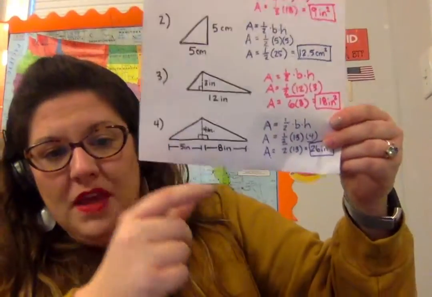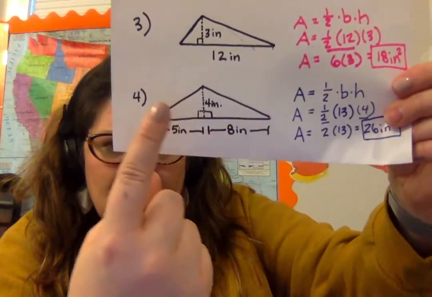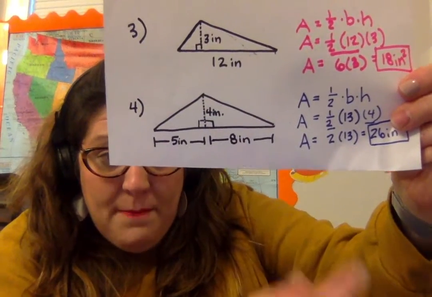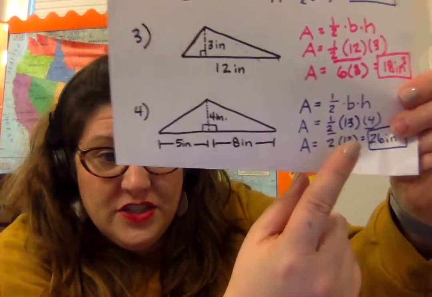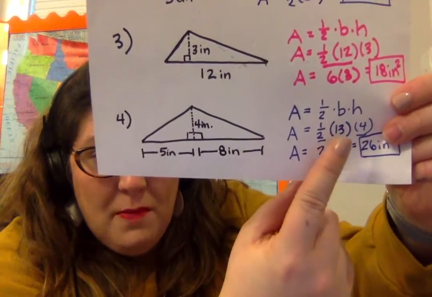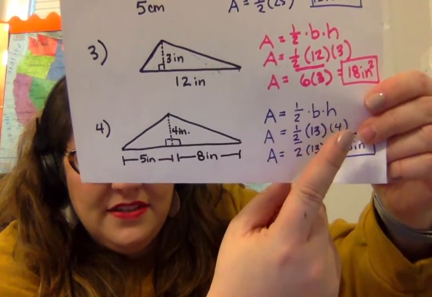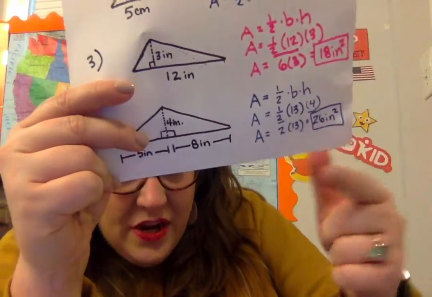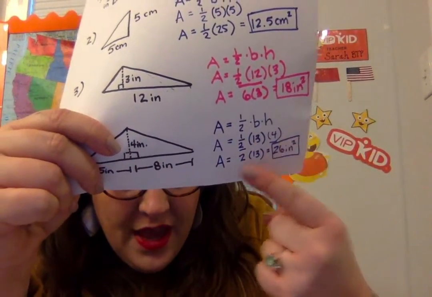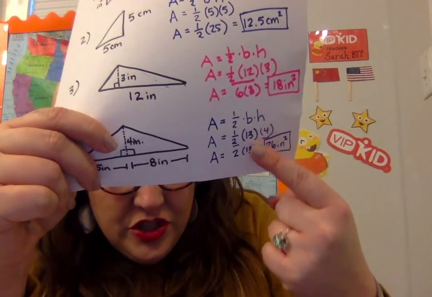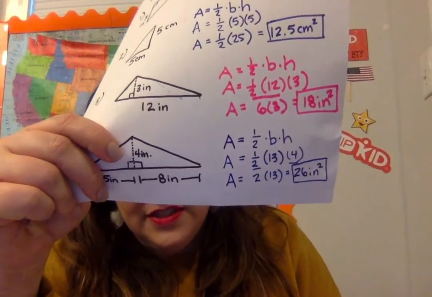The fourth example is a little bit more complicated. You can see that the base is broken up into 2 pieces, but in order to calculate that base, you're just going to find the sum of 8 plus 5, which is 13 units, or 13 inches. So my base here is 13, my height is 4, so 1/2 times the base times the height. I noticed that the 4 is even, so I went ahead and multiplied 1/2 times 4, and I got 2. Then 2 multiplied by 13 gives me 26 inches squared, or square inches.